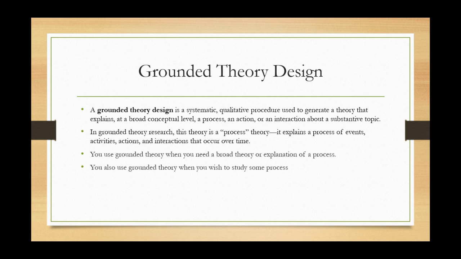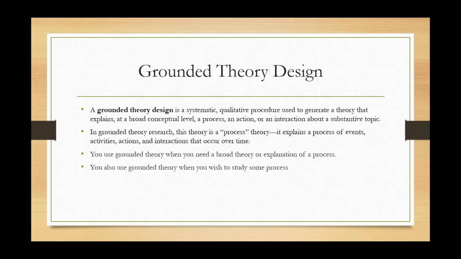Speaking of grounded theory, it is a systematic procedure which is qualitative, in fact, and this procedure is used to generate a theory, and this theory mainly explains a certain process, an action, or a certain interaction concerning a substantive topic. So in grounded theory research, the theory in fact is a process theory. That means it explains a process of events, or certain activities or actions or interactions that occur over time.